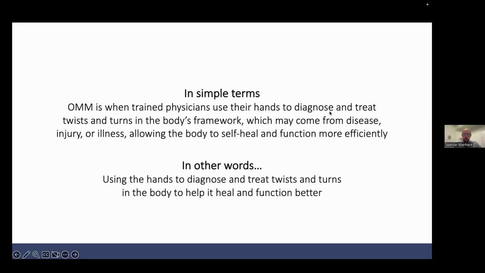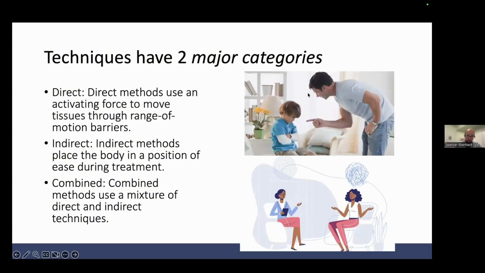Okay, so I'd like to simplify what it is. It's trained physicians using their hands to treat the twists and turns of the body's framework, which may come from disease, injury, or illness, allowing the body the ability to self-heal and function more efficiently. And if you want it even simpler: using the hands to diagnose and treat the twists and turns in the body to help heal and function better. That sums it up in simple terms.